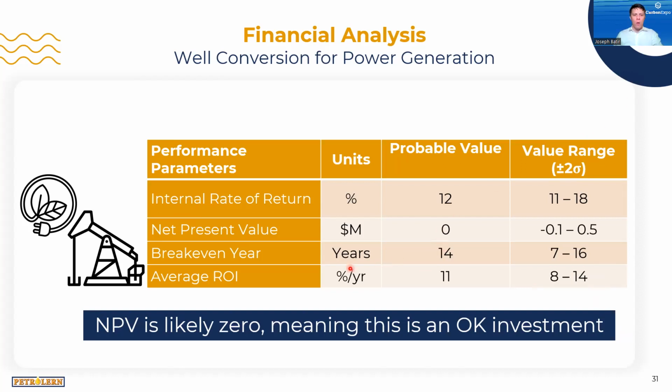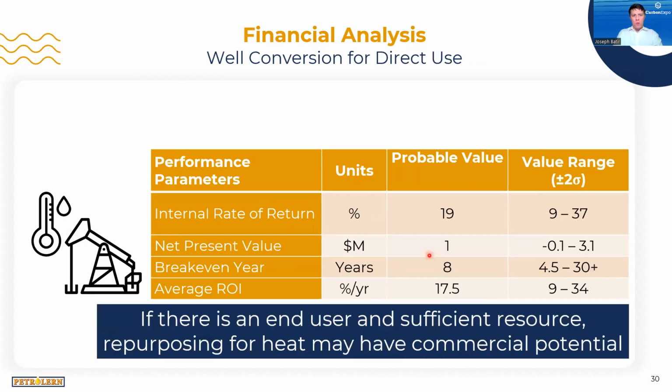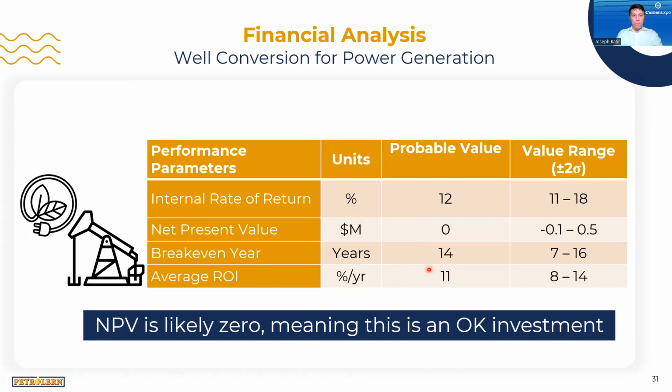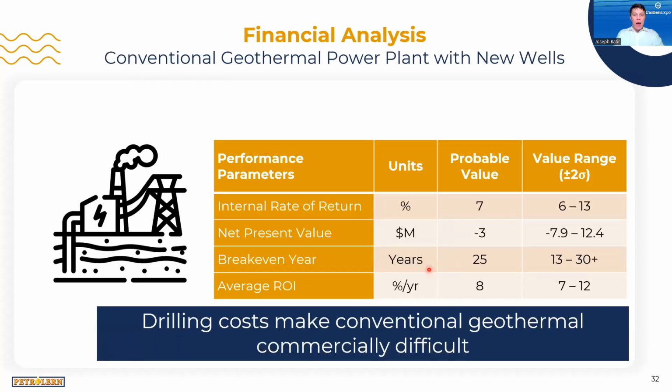And I also want to point out break even years here. We're talking about a 15-year break even. Let me go back real quick. With the direct use, we're looking at a break even year of about 8 years. Now, looking at new wells being drilled, break even year is on the order of 25 years. Probable value is negative. And then your IRR is about 7%.